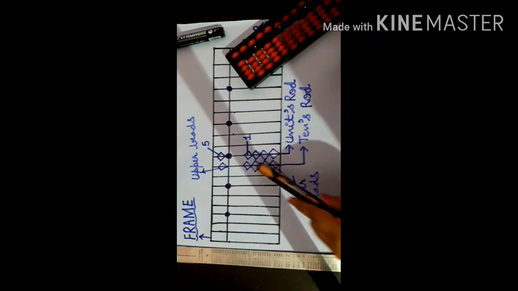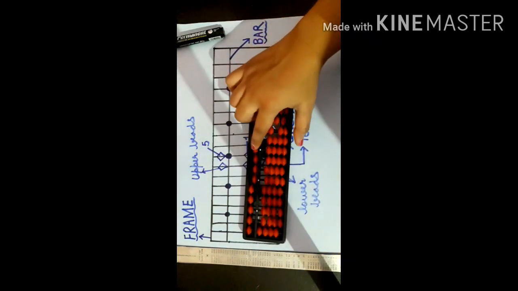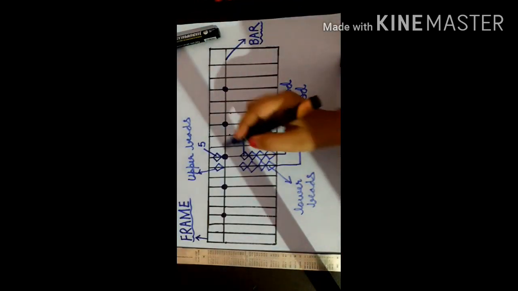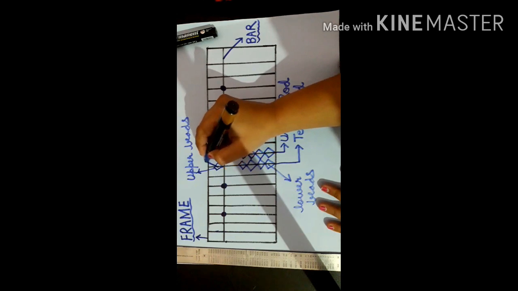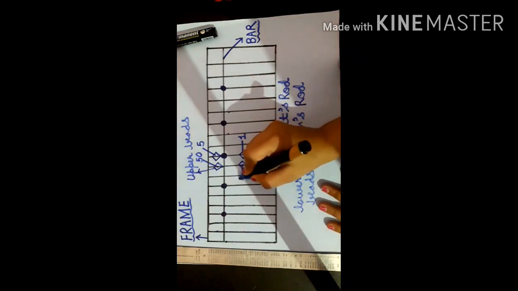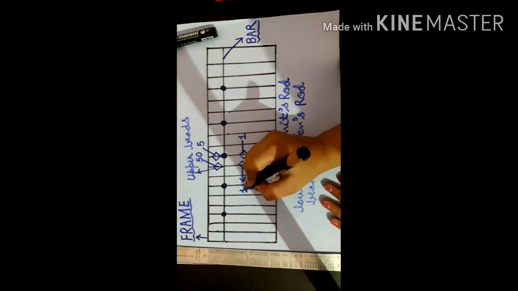And in the middle dot, the upper bead is 5. This is 5. And this is 1. Students, and this bead is 50, and this bead is 10.